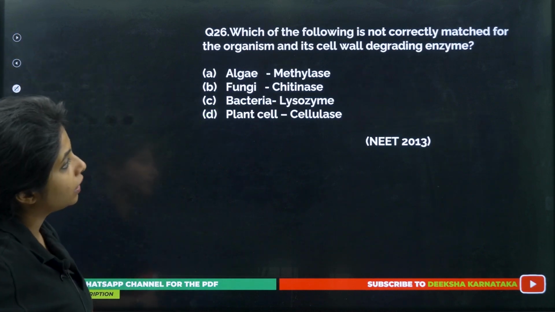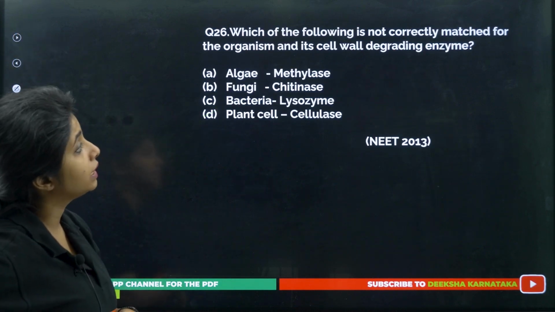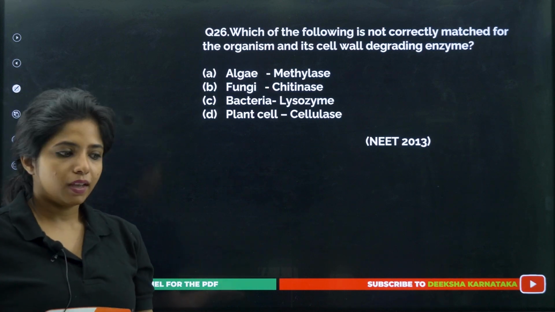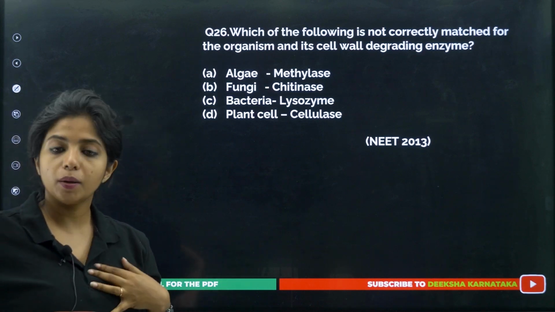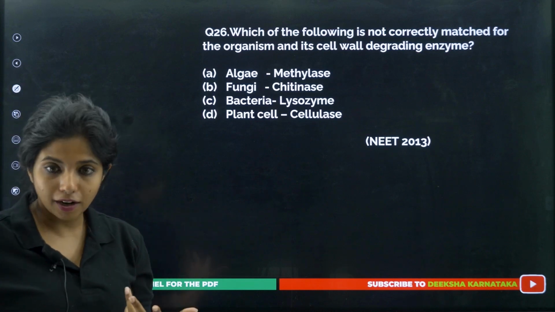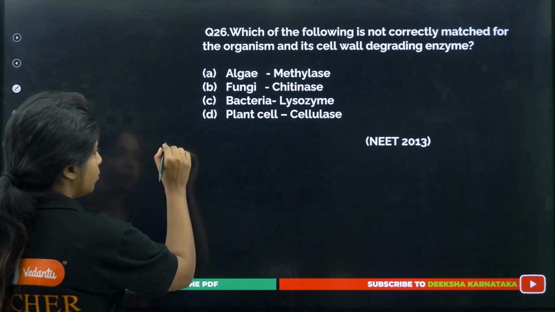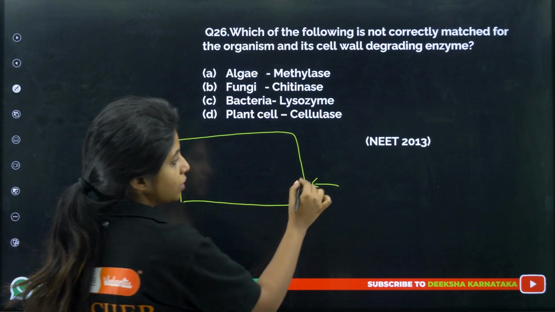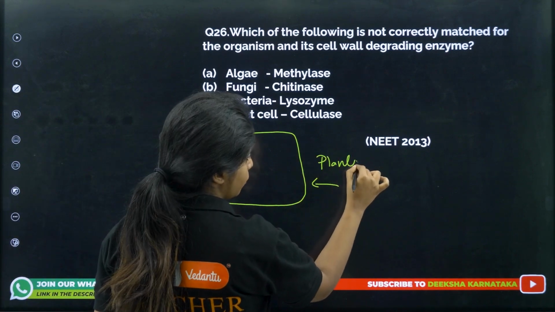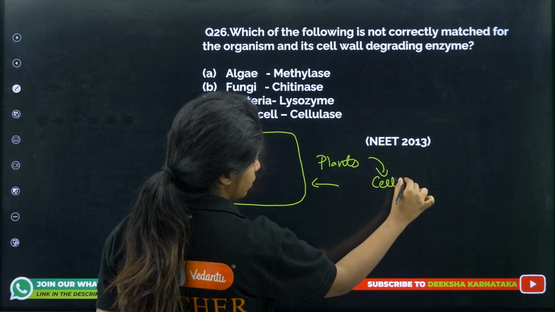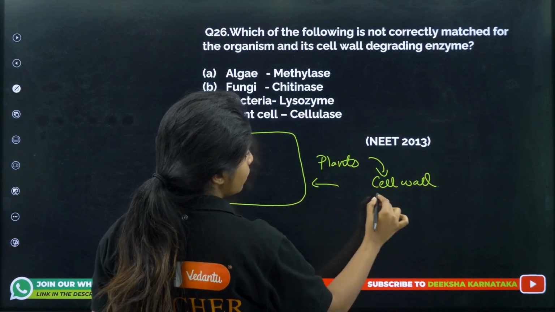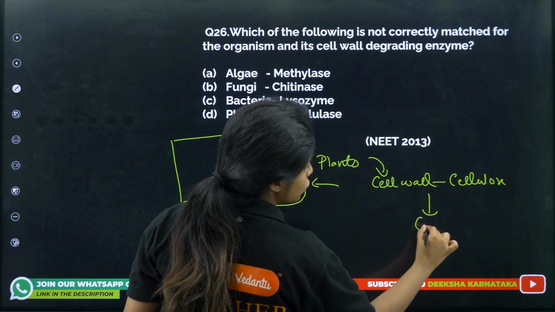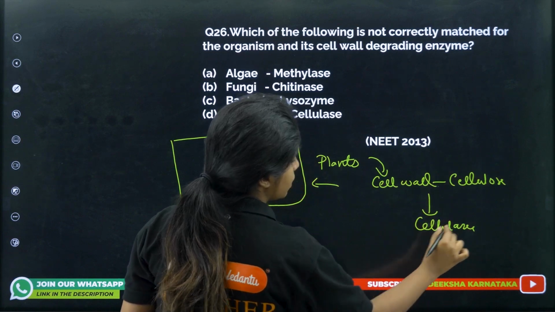Which of the following is not correctly matched for the organism and its cell wall degrading enzyme? So why do you need to degrade the cell wall? First thing, if I want my gene of interest, or if I want a plasmid from an organism, I have to break open the outermost layer. So in the case of plants, you have a cell wall, okay, and the cell wall is made up of cellulose. So you need an enzyme which is known as cellulase for breaking it down.